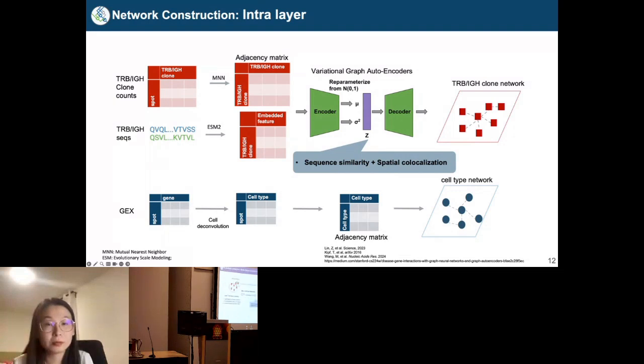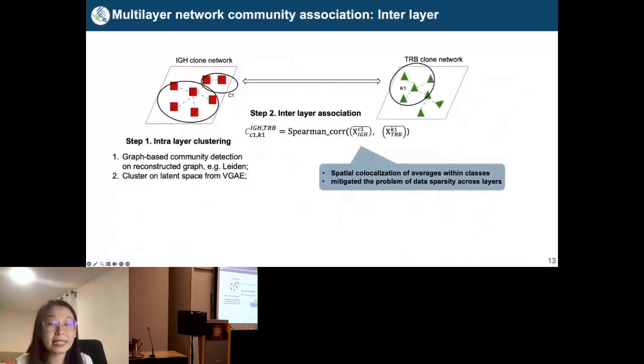We can then cluster clones using graph-based community detection methods on individual graphs, or cluster clones on the latent space from the autoencoder. Next, we calculate the Spearman correlations between the mean of the communities across layers. By merging the sparse data within communities and calculating the overall correlations between communities, the problem of clone count sparsity can be mitigated. Let's see if this idea works.